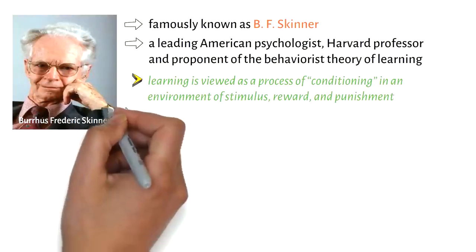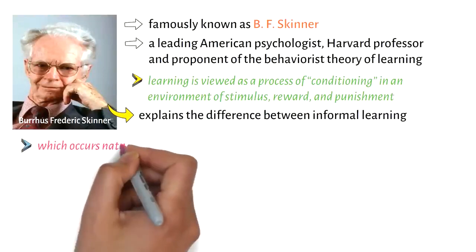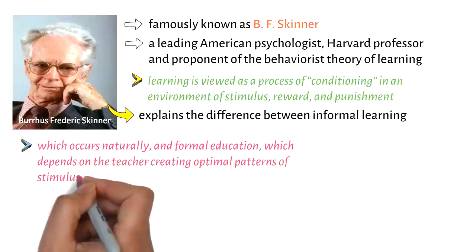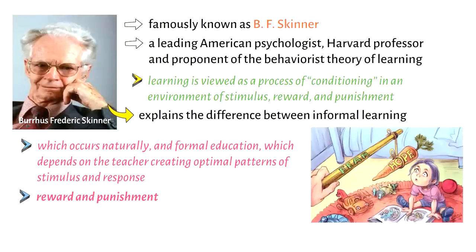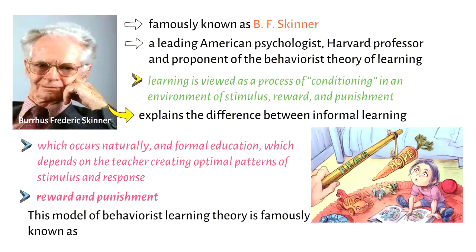Skinner explains the difference between informal learning, which occurs naturally, and formal education, which depends on the teacher creating optimal patterns of stimulus and response, that is, reward and punishment. This model of behaviorist learning theory is famously known as operant conditioning.